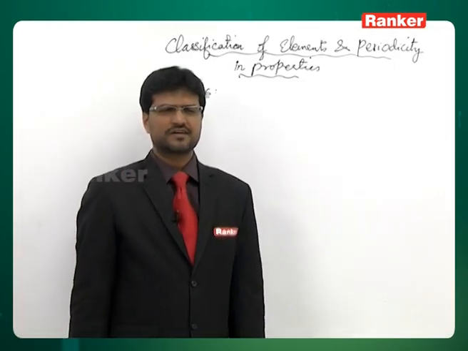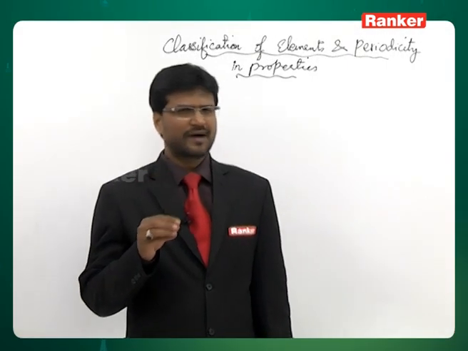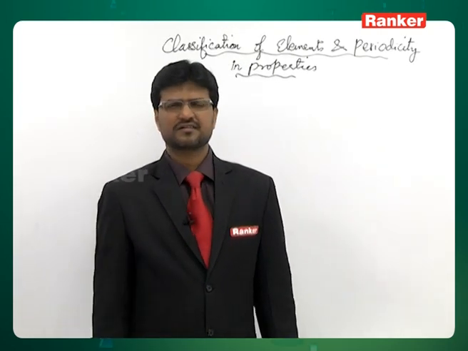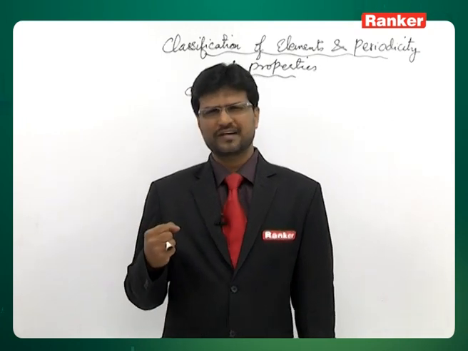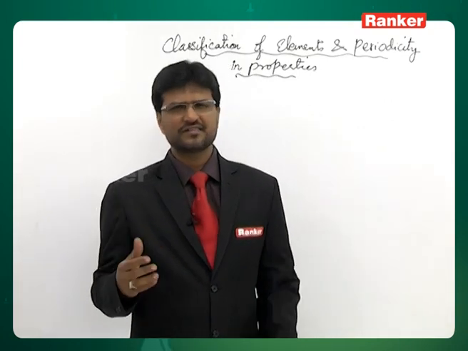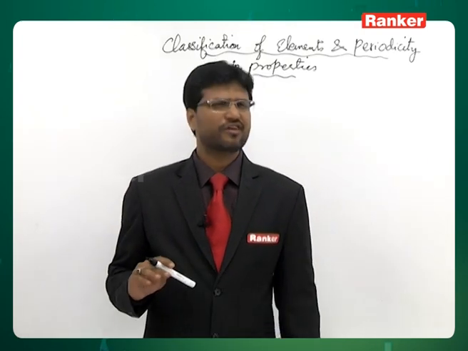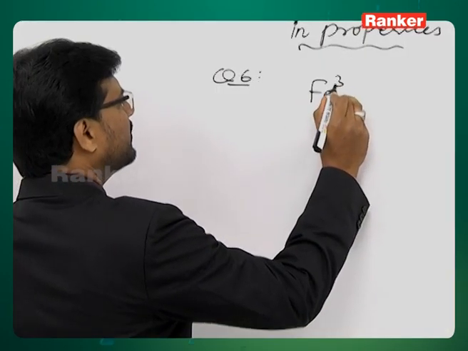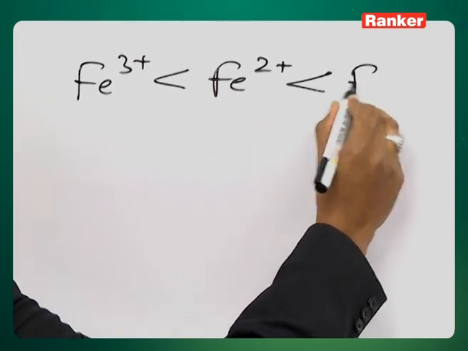Question number 6. The radii of Fe, Fe2+, Fe3+ follow the order. Remember, as the magnitude of positive charge increases, size decreases, because when more and more electrons are removed from an atom, the effective nuclear charge increases and the nuclear attraction on the valence electrons increases, and therefore size shrinks. So, the correct answer is ferric will be smaller than ferrous, ferrous is smaller than Fe.